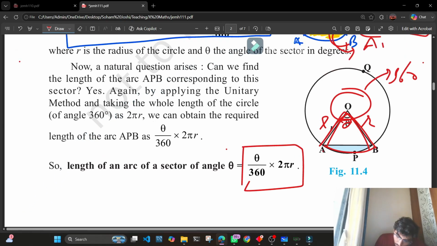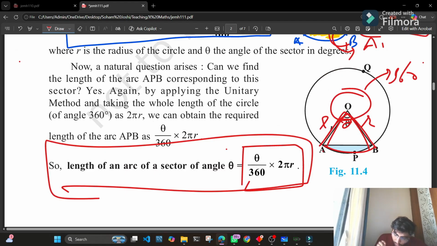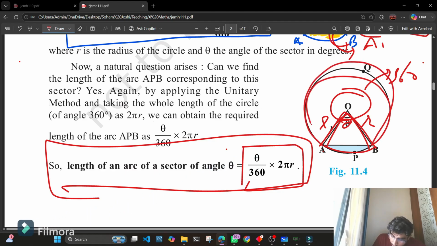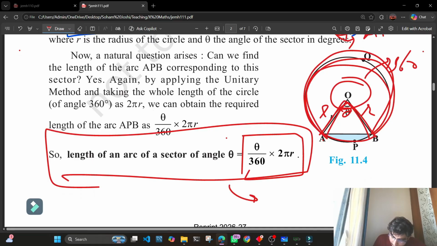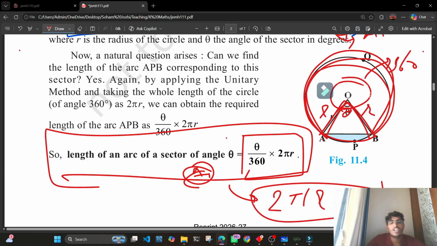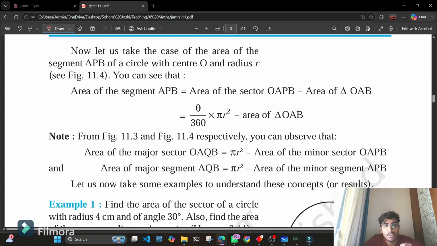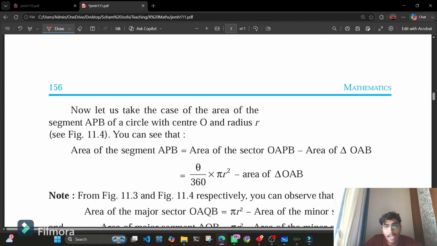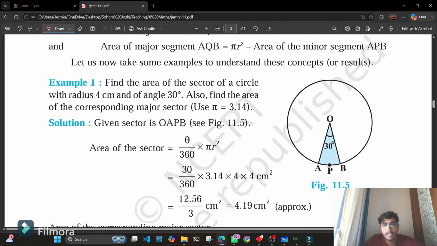I hope the second formula is also clear. That is the length of an arc of a sector of angle theta: theta upon 360 into 2 pi r. If you want to calculate the length of the major arc, that is from this point to this point, you can just easily subtract this value. Let's say my value is this one, C1. So you can just subtract the value: 2 pi r minus C1. That is the total circumference minus the required sector's length. Okay.